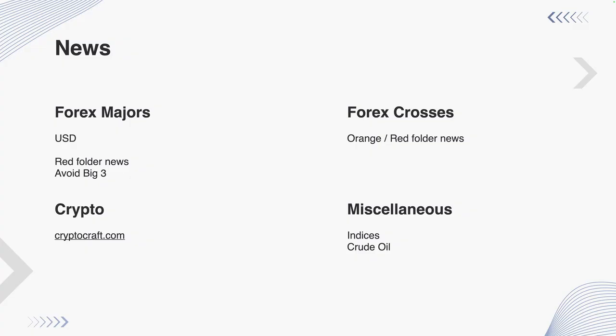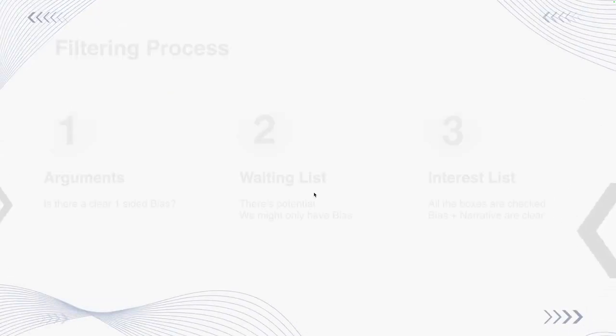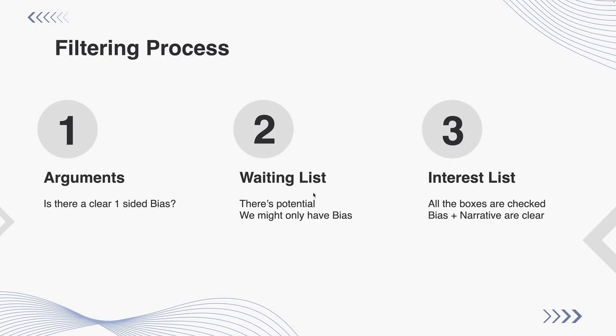So how do we understand when price is agreeing with the ID in a filtering process? This is where the filtering process starts. The filtering process starts right here with arguments. When we look at price, is there a clear one-sided bias? After we determine that, we can potentially move a pair to a waiting list. There's potential. We might only have a bias. Then after that, we can move it to the interest list. All the boxes are checked. Bias plus narrative is clear.